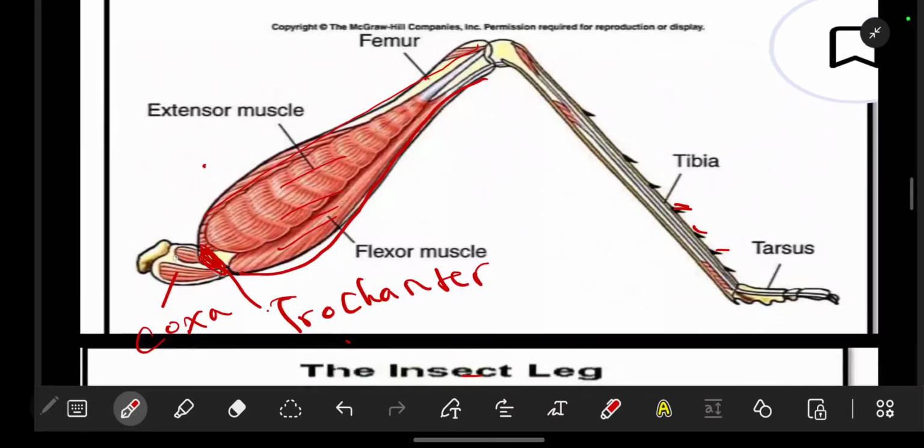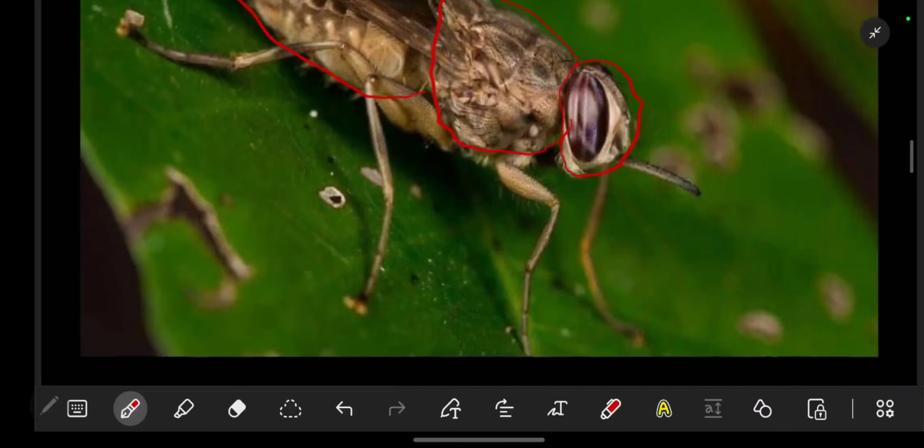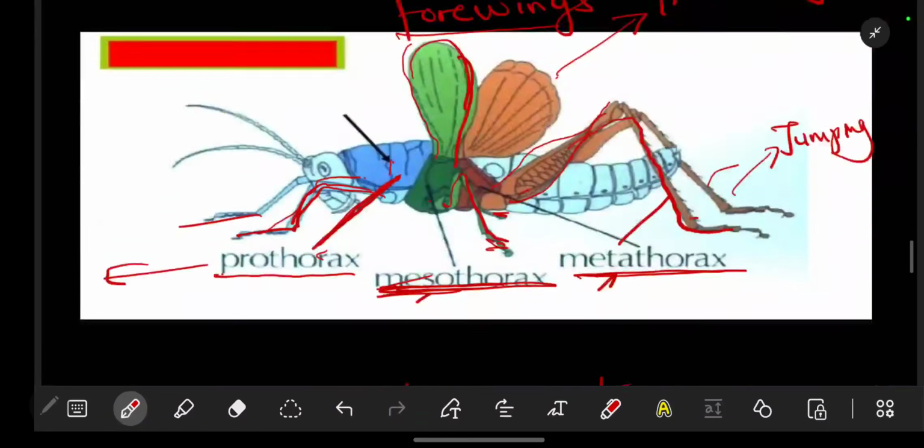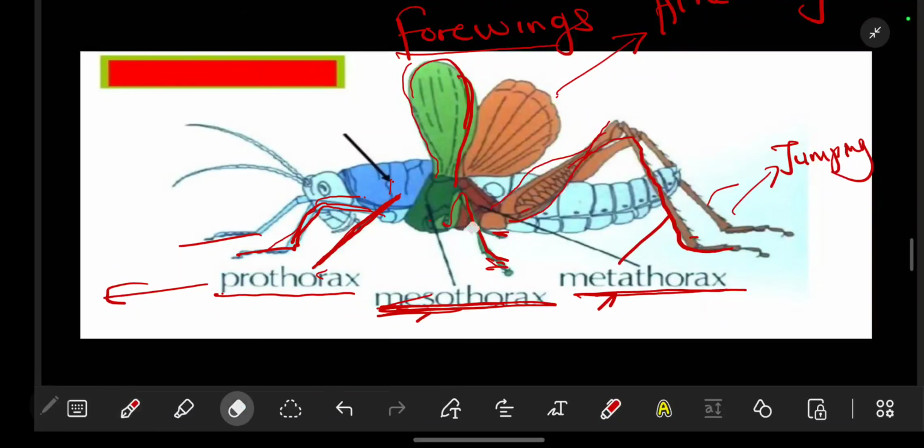So the coxa. The coxa is used for the attachment to the thorax. As you can see, this is the coxa, and it is useful in the attachment to the thorax. Remember, this structure is the thorax. So the coxa will attach to the thorax. The other function of the coxa is that when it attaches, it also allows movement of the whole leg. Because it is attached, it will be able to allow the movement of the whole leg.